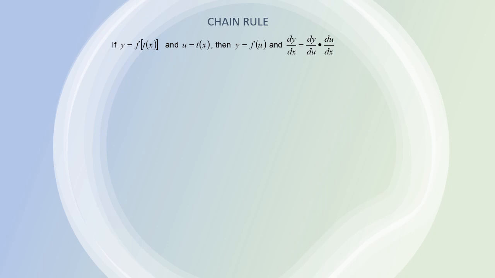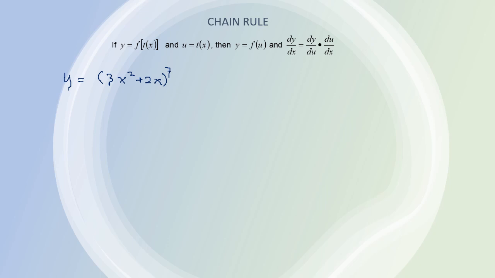Next is chain rule. We differentiate by using the formula dy over dx is equal to dy over du multiplied by du over dx. We split the derivative into two parts, but the function here must be the same. If this function is du, then this function must be du. If we cancel du, then we get back dy over dx.